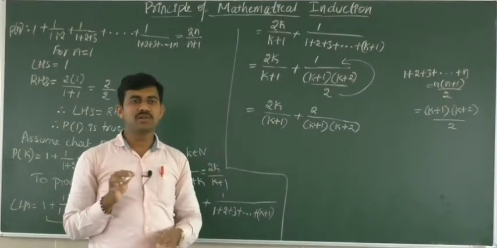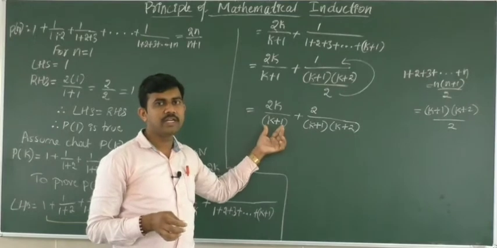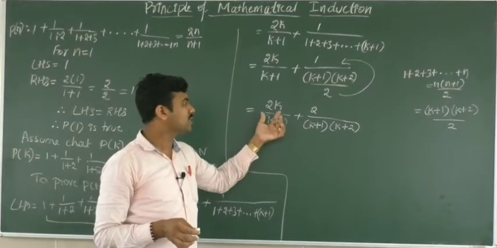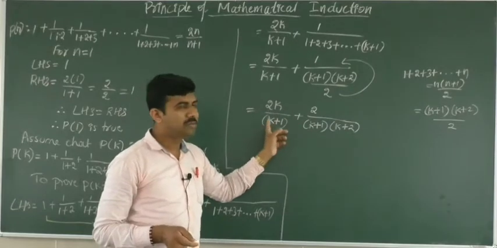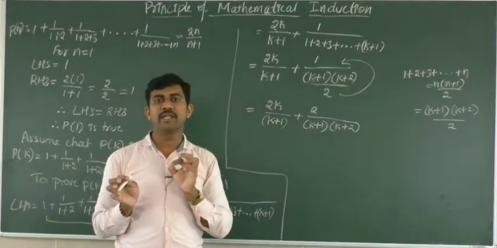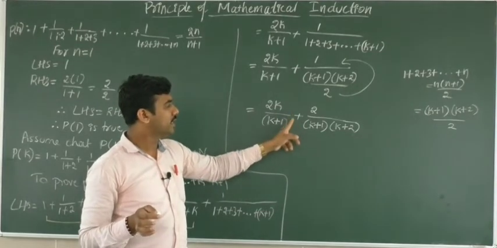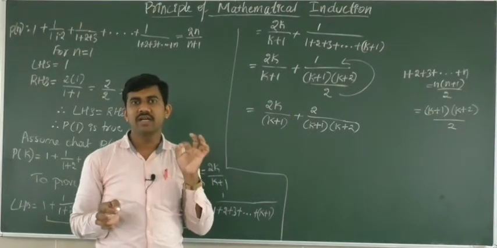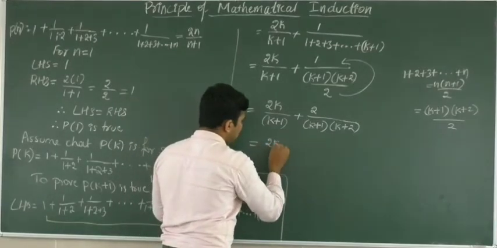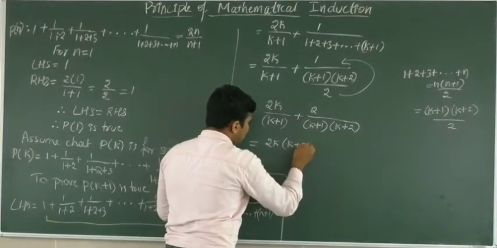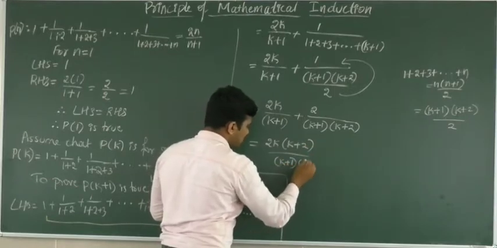Now we can observe you have two terms. In the denominator, here you have k plus 1, but here k plus 1 into k plus 2. So here make a common denominator to operate the numerators. So here we need to multiply and divide by k plus 2 without affecting the result. So what we'll get here, 2k into k plus 2, and the denominator also k plus 1 into k plus 2.